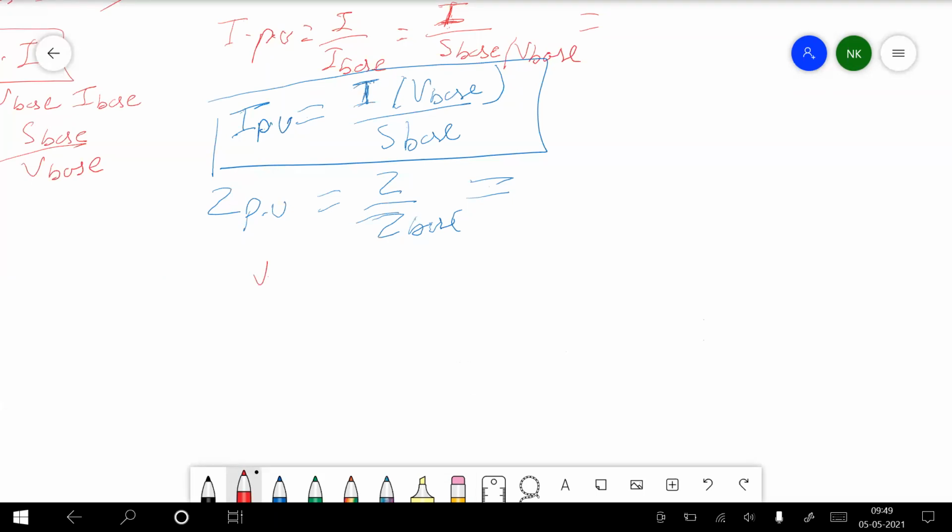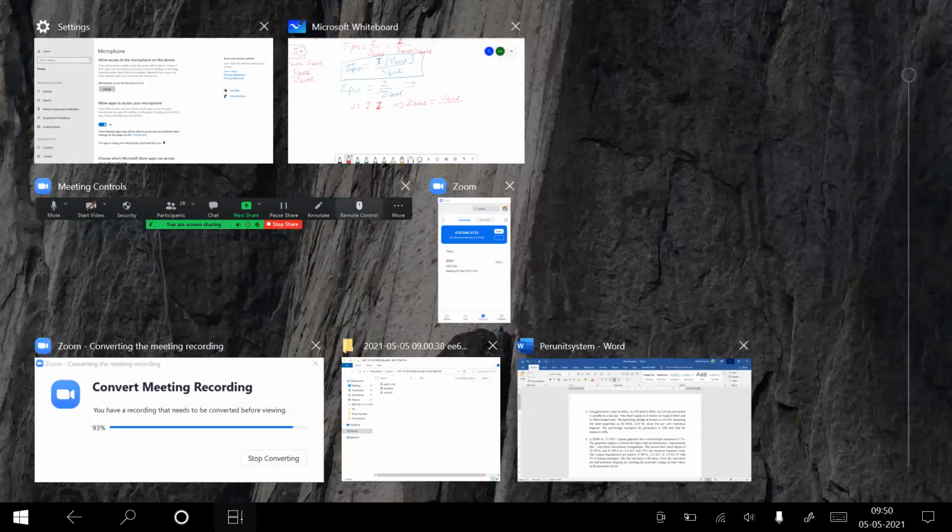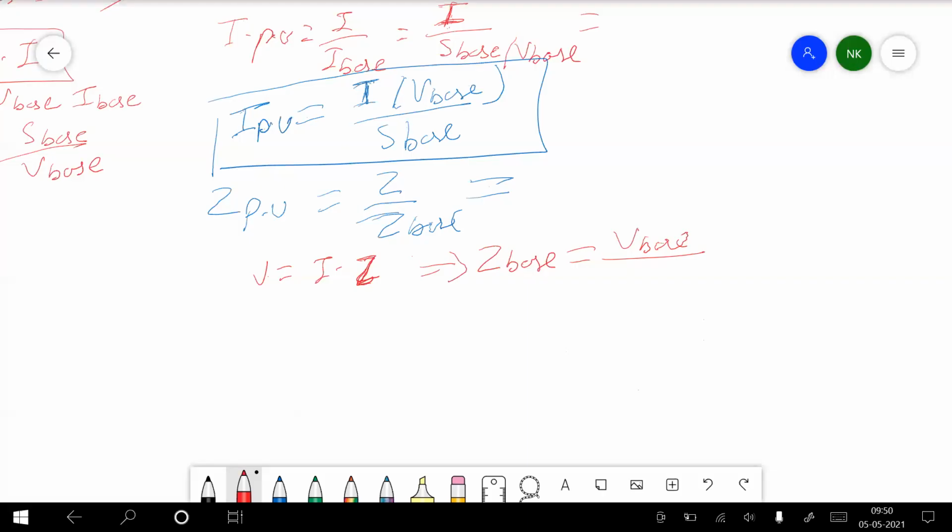We could write V equals I into Z, right? So if we convert this into the base form, what will its Z base value ultimately be? Z base would be V base by I base.